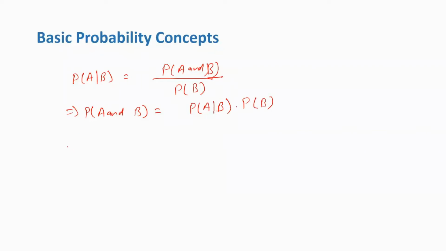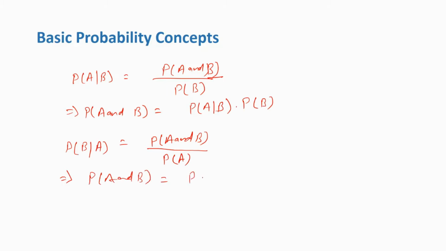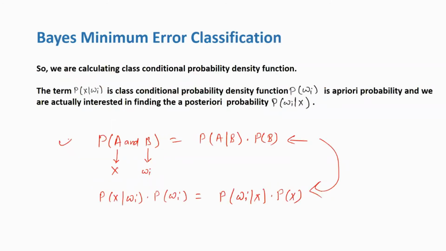Similarly, what will be the probability of B given A? It will be the same probability of A and B divided by the marginal probability of A this time, right? So similarly, probability of A and B can be given as probability of B given A into probability of A. Fine, everyone? Is this fine? So this is equation number 1. This is equation number 2. And these are nothing but the conditional probability that I have written here, the same conditional probability, right?